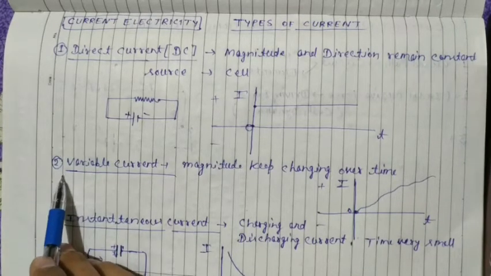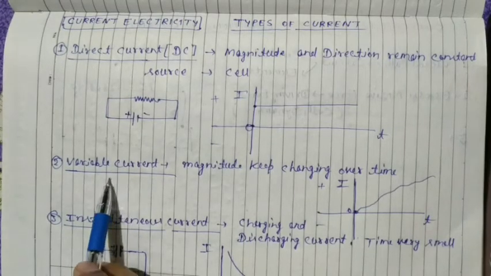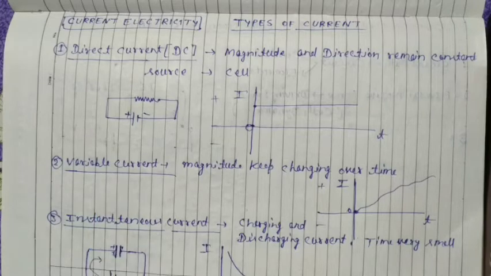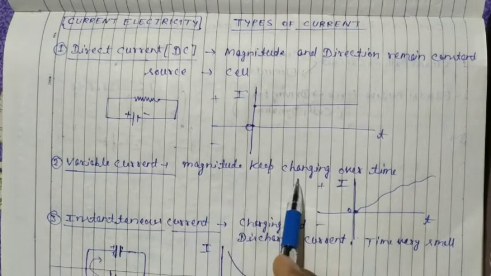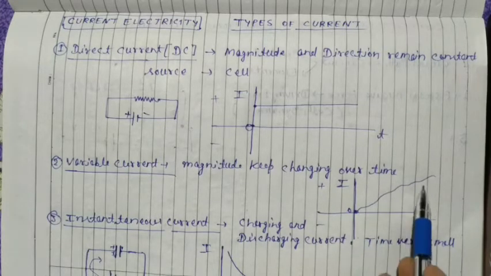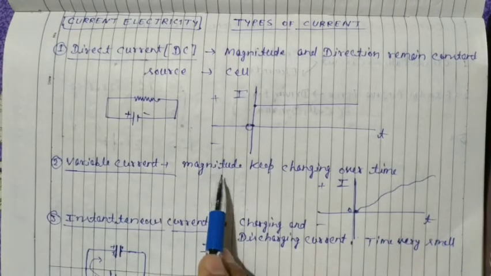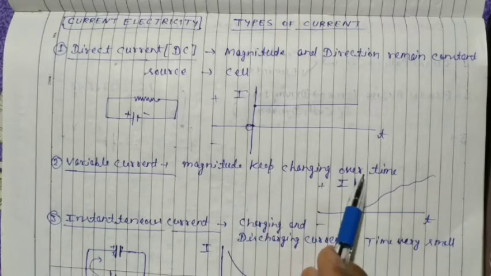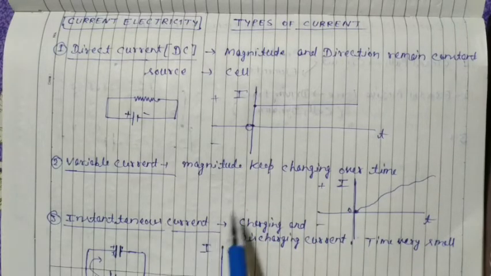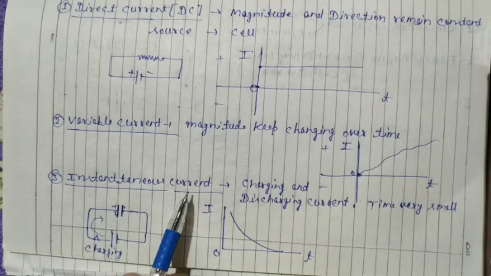Then second is variable current. As appears from the name, its magnitude will keep changing over time, and this is the graph of variable current. So variable current magnitude keeps changing over time, that is variable current. Third is instantaneous current, that is instant for a small time.